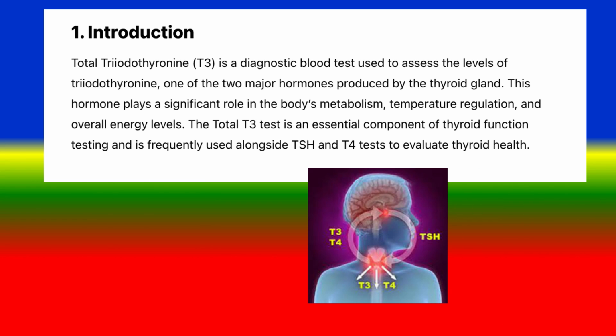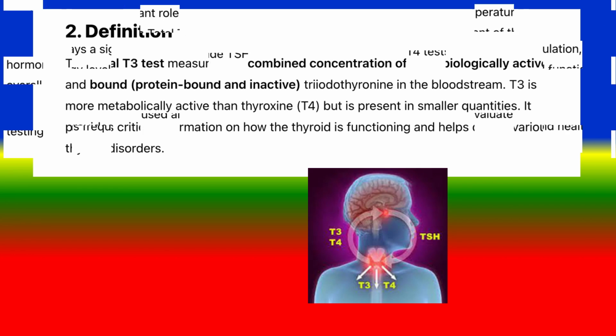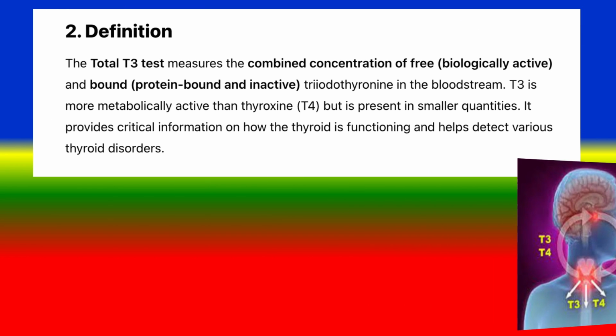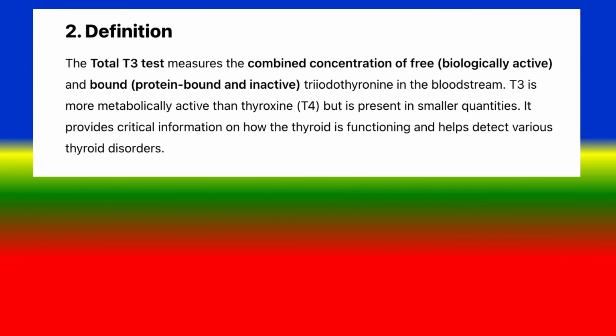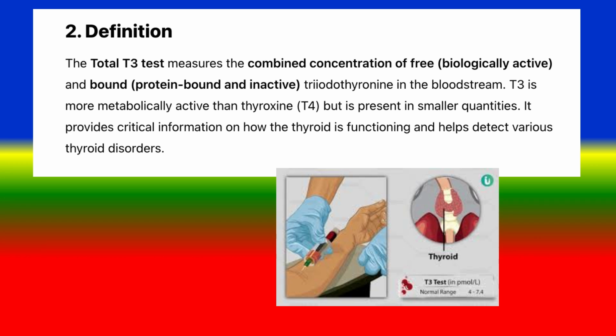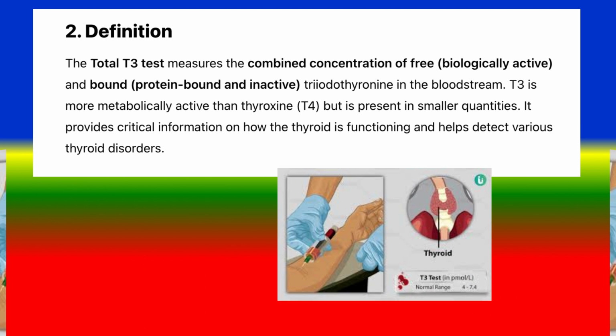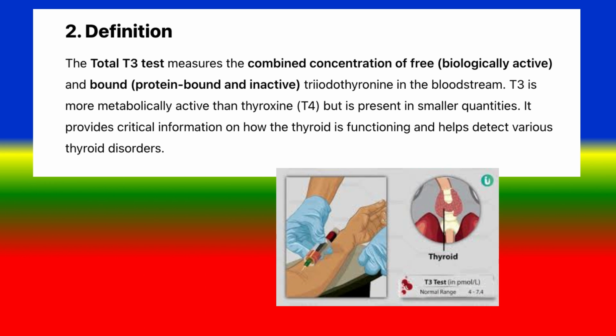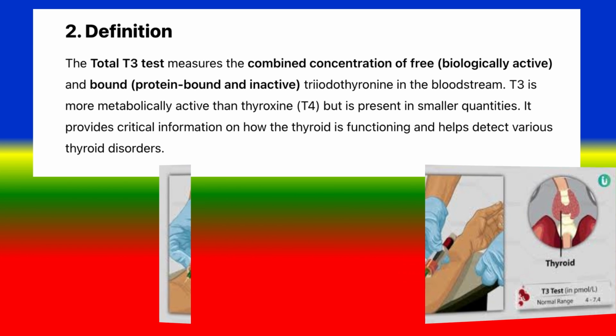2. Definition. The Total T3 test measures the combined concentration of free, biologically active, and bound, protein-bound and inactive triiodothyronine in the bloodstream. T3 is more metabolically active than thyroxine, T4, but is present in smaller quantities. It provides critical information on how the thyroid is functioning and helps detect various thyroid disorders.